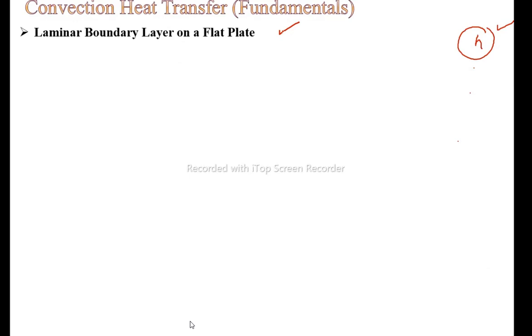So for laminar flows, we'll try to imagine that we are having the development of a boundary layer on a flat plate. Okay, are you following me? Yes.